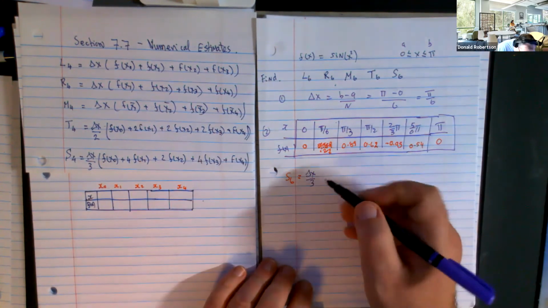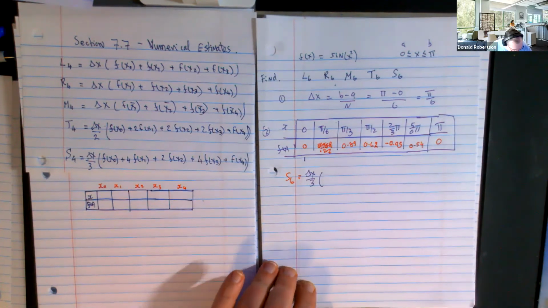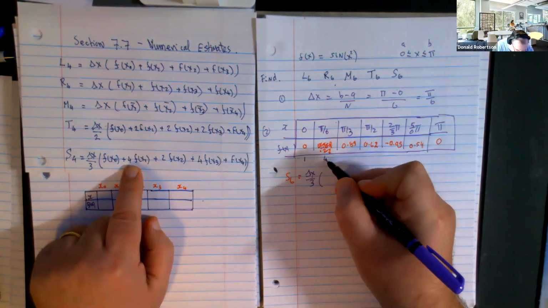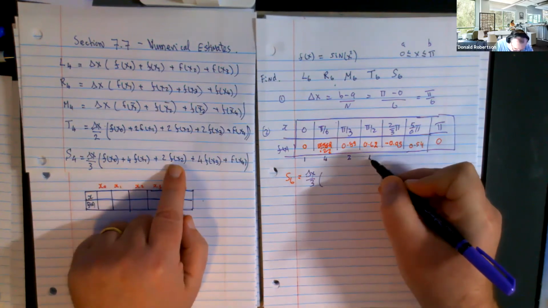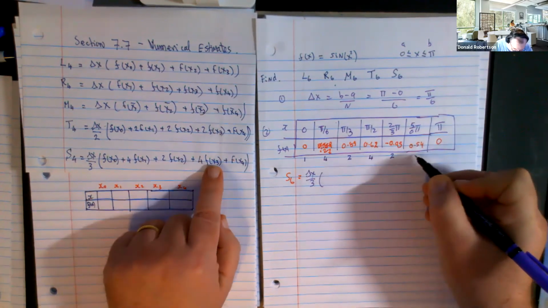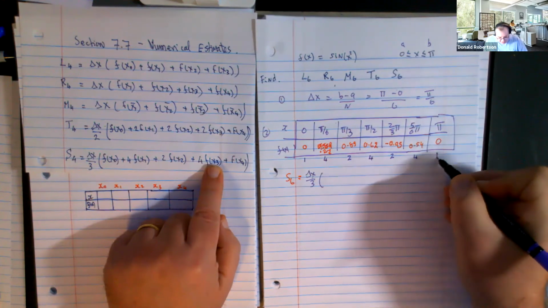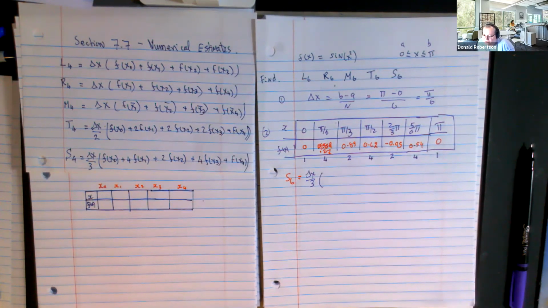So it's going to be one of these guys, 4 of these guys, 2 of these guys, 4 of these guys, 2 of these guys, 4 of these guys, and 1 of these guys. Do you notice that the pattern is continued? Instead of, like for the trapezium, isn't the pattern 1, a whole load of 2s, and finish with a 1? But for the Simpson, isn't the pattern a little bit messier? It's 1, 4, 2, 4, 2, 4, 2, 4, finish with a 1. We go with that?